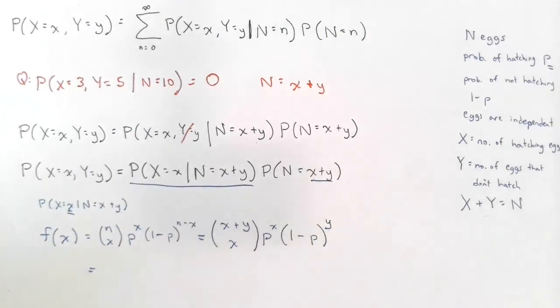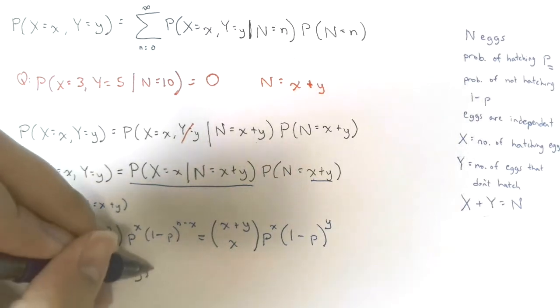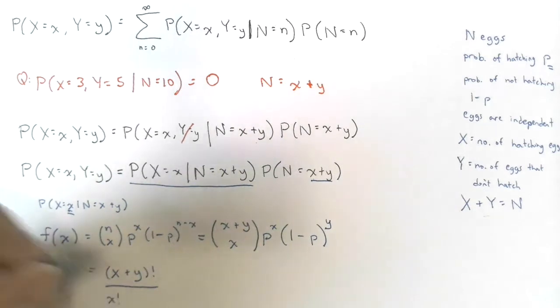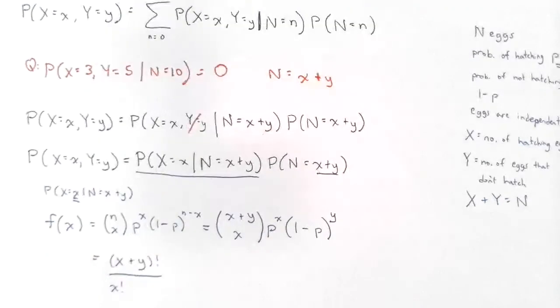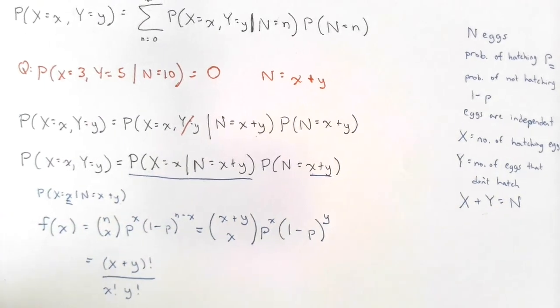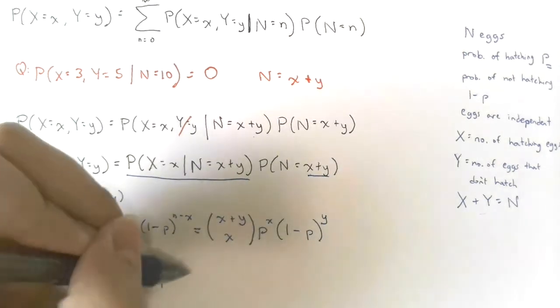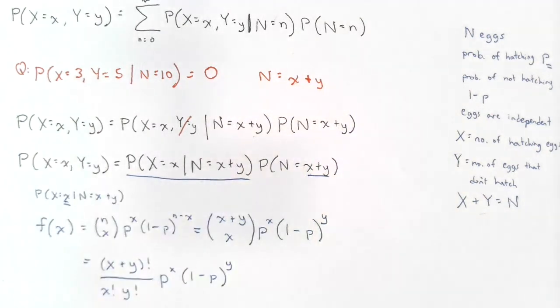We know that X plus Y choose X is going to be equal to X plus Y factorial divided by X factorial times X plus Y minus X factorial. But X plus Y minus X is simply Y. So Y factorial. Correct. Thank you, Renee. Good. So we have this, and then we have P to the X, 1 minus P to the Y. Good. Absolutely correct. Good.